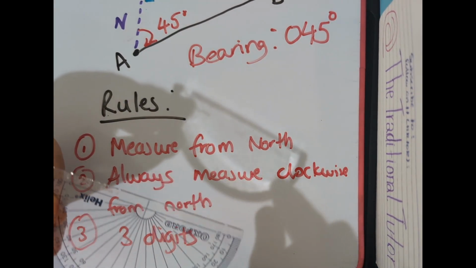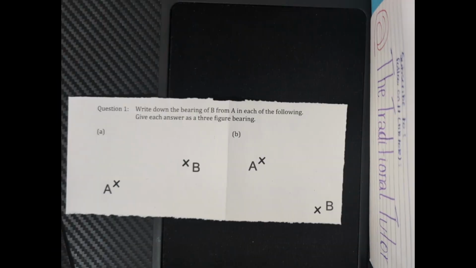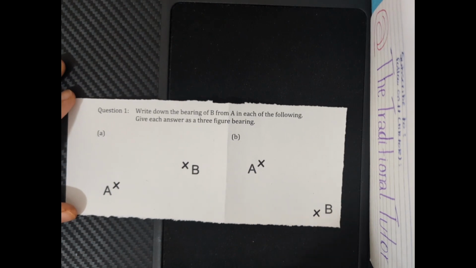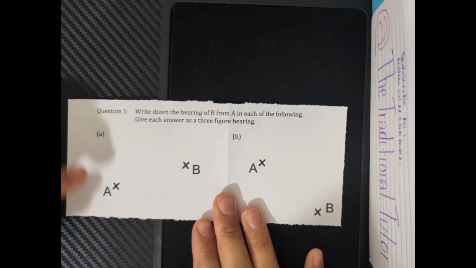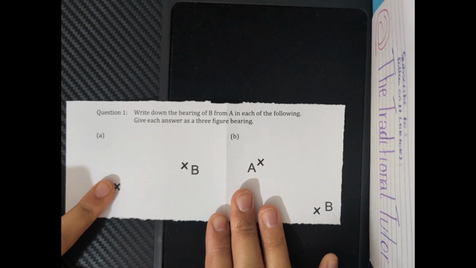So you are going to need this for this video if you want to have a go at some of the questions. We're going to be having a go at the following question: writing down the bearing of B from A in each of the following. I'm going to have a go at question A, and then I want you to pause the video and have a go at B yourselves.